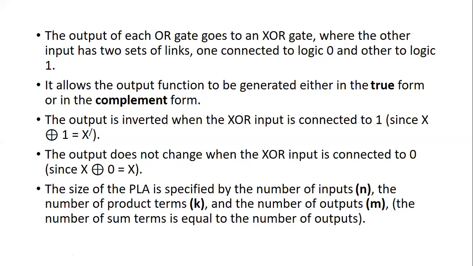If you consider this PLA, the size of the PLA is specified with respect to the number of inputs, the number of product terms, and also the number of outputs. So that is n into k into m. N represents the number of inputs, k represents the product terms, and m represents the number of OR gates or the number of outputs.